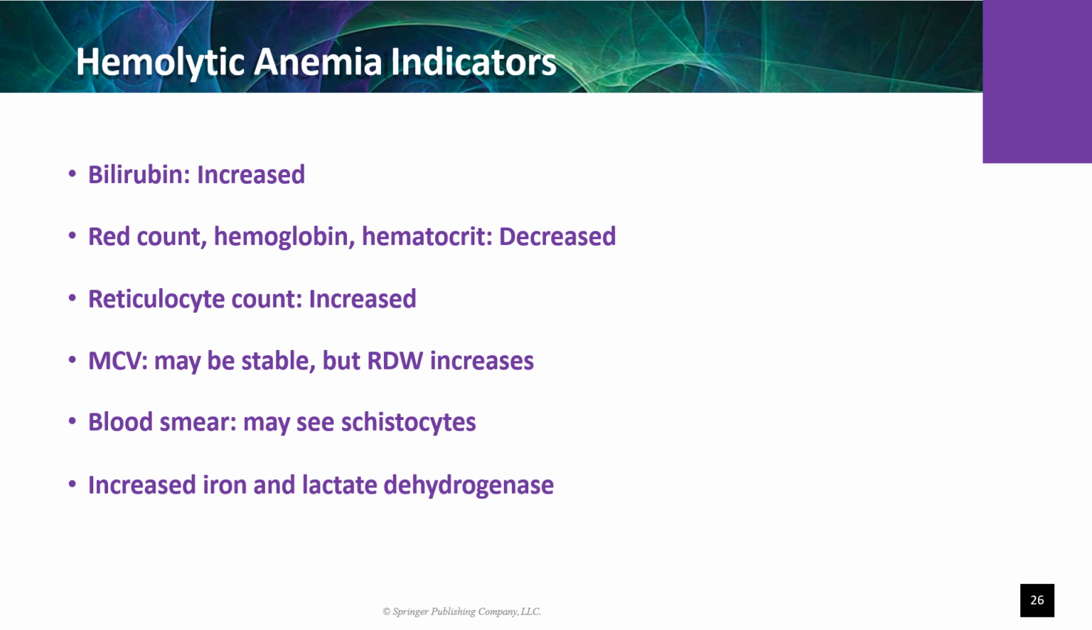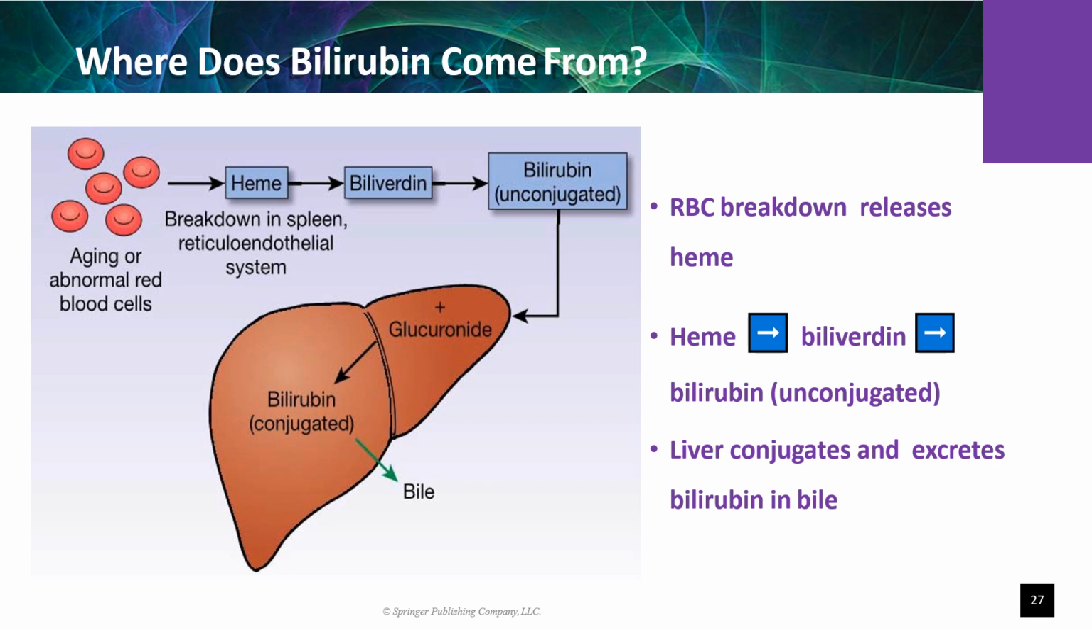When diagnosing hemolytic anemia, the bilirubin is going to be greatly increased. Red cells will be decreased. The breakdown of RBCs releases hemoglobin. The protein chains of hemoglobin are broken down to their constituent amino acids, and the iron atoms travel in circulation bound to transferrin to return to the bone marrow for synthesis of new hemoglobin.